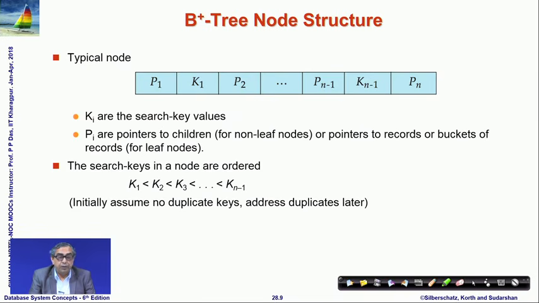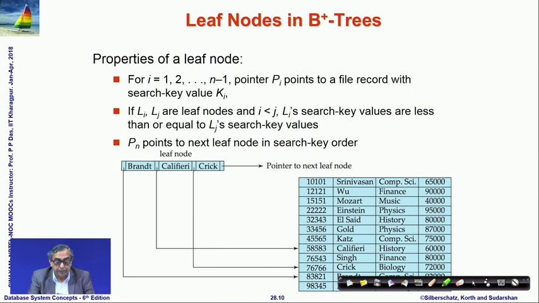So, naturally a typical node will look like this, where the pointers and key values alternate, starting with a pointer p1, then key k1 and so on, and ending with the pointer pn. And the search keys are strictly ordered, k1 < k2 < ... < k(n-1). These are facts that we have seen for 2-3-4 tree.